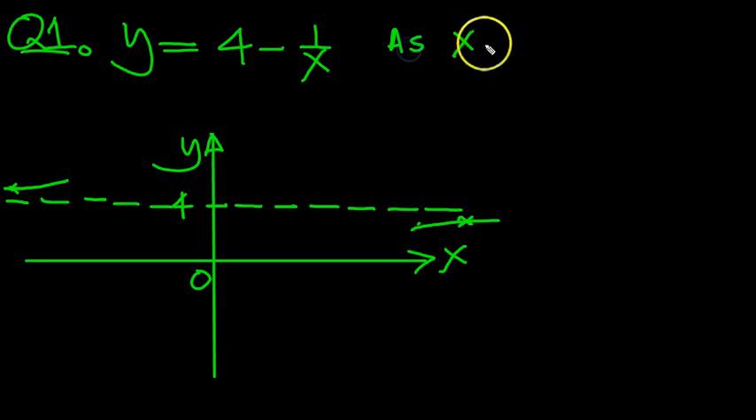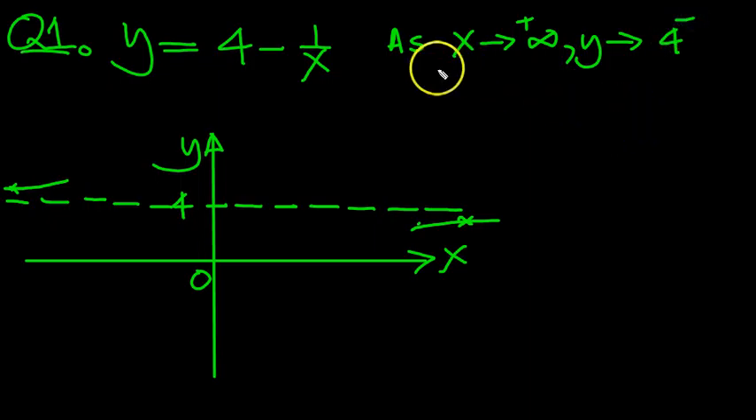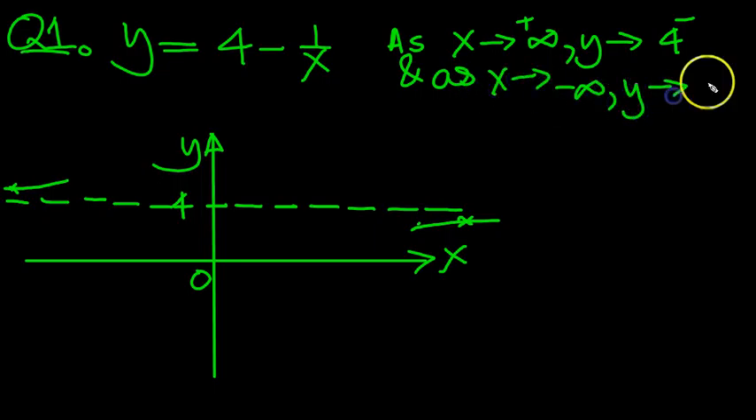As x tends to infinity, then y will tend to 4, but 4 from below, so I'll put a little minus there to denote that. And as x tends to minus infinity, y tends to 4 from above, wasn't it? So we've got those two characteristics of the curve.